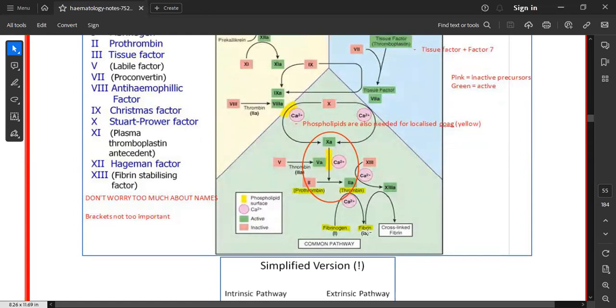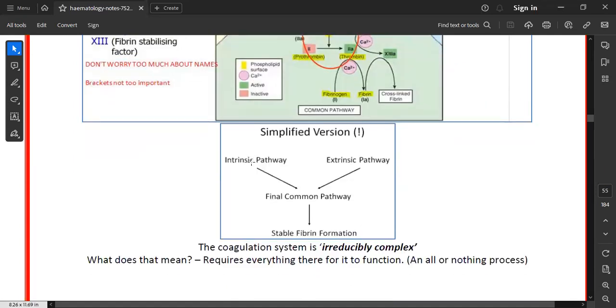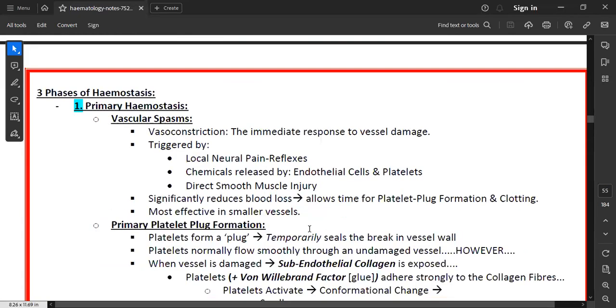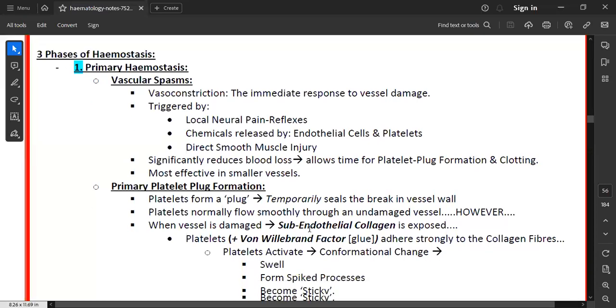That's basically it regarding the clotting cascade. So this is what I was saying. The intrinsic and extrinsic, they both come to find the common pathway. Common pathway leads to the formation of a fibrous formation. So this is basically like a repeat.